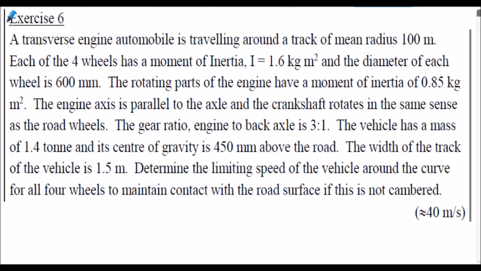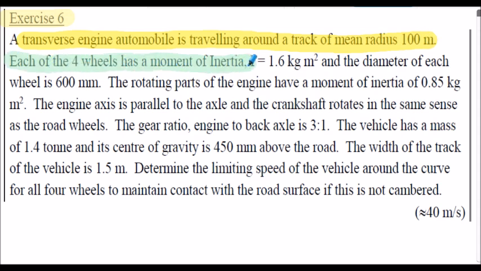So let's outline exercise 6 from our workbook. A transverse engine automobile is travelling around a track of mean radius 100 meters. Each of the 4 wheels has a moment of inertia, I, of 1.6 kilogram meter squared, and the diameter of each wheel is 600 millimeters.